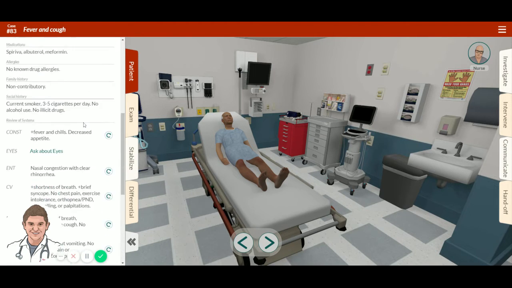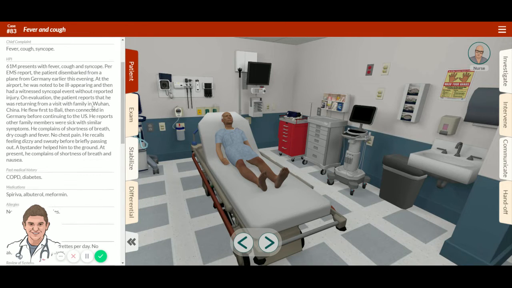So now you're starting to paint a picture of a gentleman who is probably sick with some sort of infectious source. Note that travel history, been in the news a lot lately.